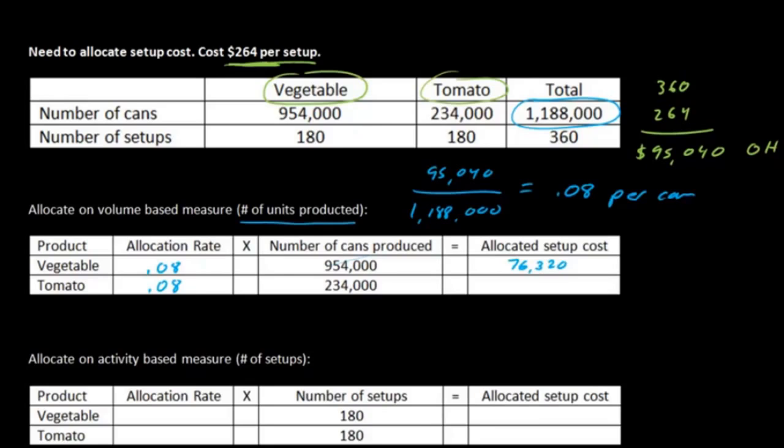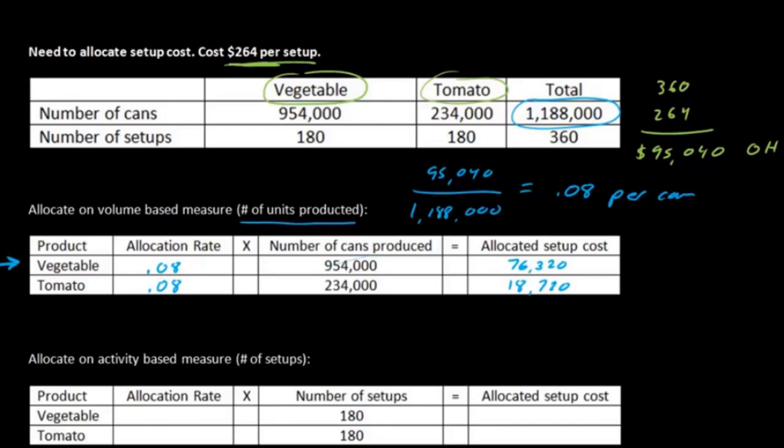And so for vegetable soup, we're going to multiply 8 cents times 954,000 cans produced, and that's going to give us 76,320. And for tomato soup, we're going to multiply 8 cents times 234,000 cans produced, and that's going to give us 18,720. Okay, hopefully you're seeing the problem with this.